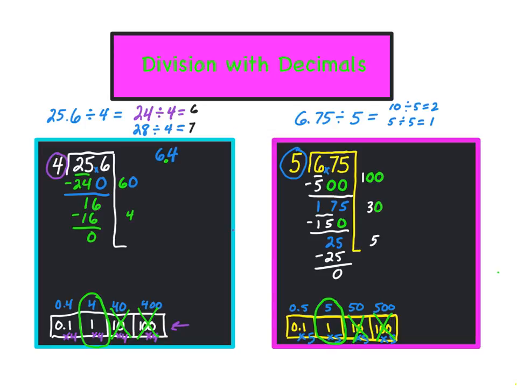If we add up our partial quotients, we get 135. But wait a second, both of our estimates said that our answer should be in the ones place, somewhere between like 1 and 2-ish, most likely. So now I have to go in and insert my decimal point, and I get 1 and 35/100ths for my answer for 6 and 75/100ths divided by 5.